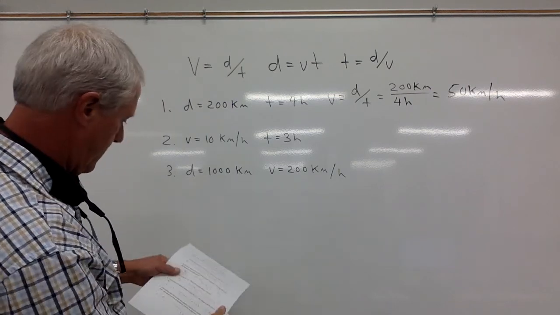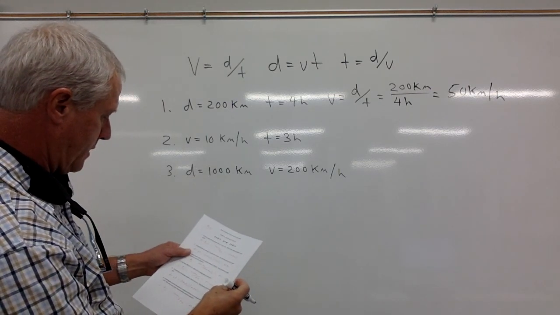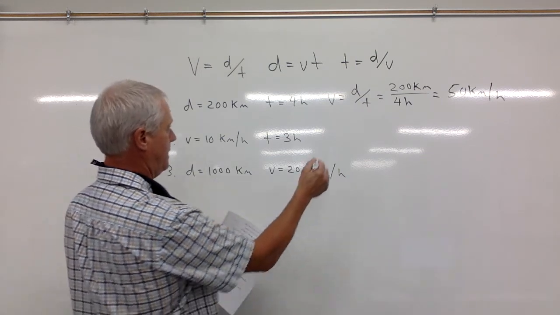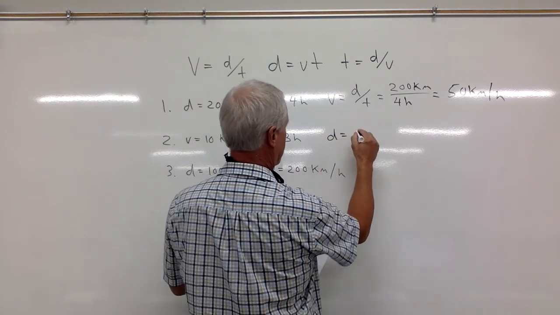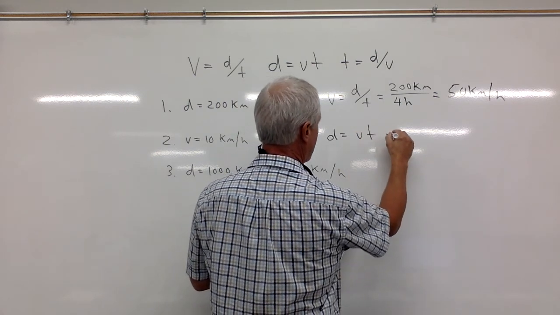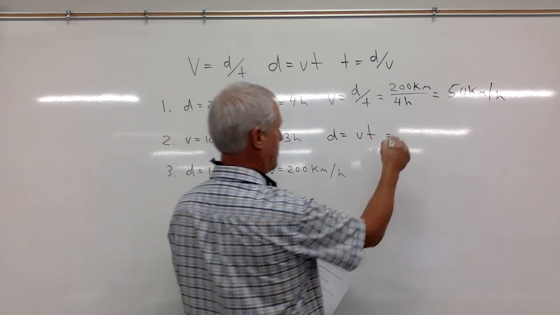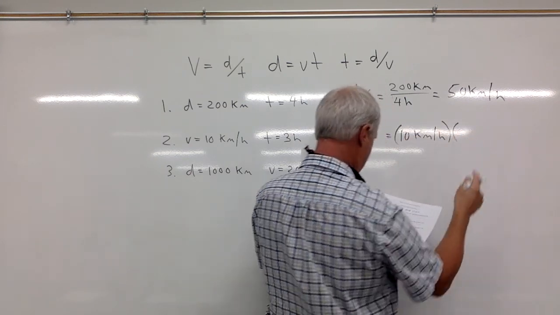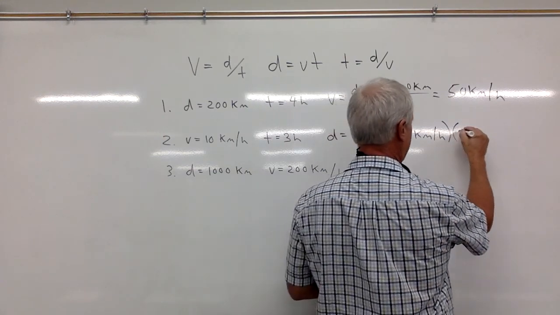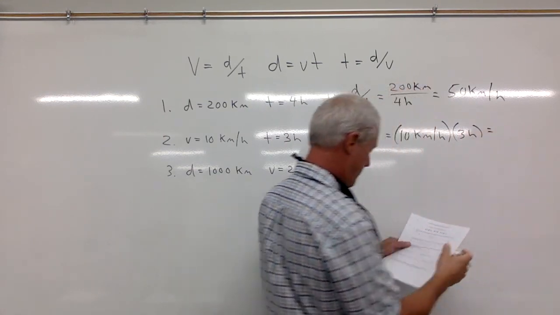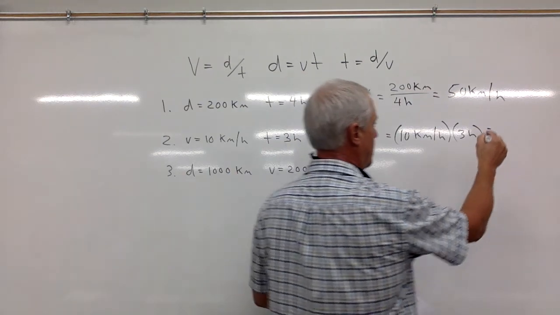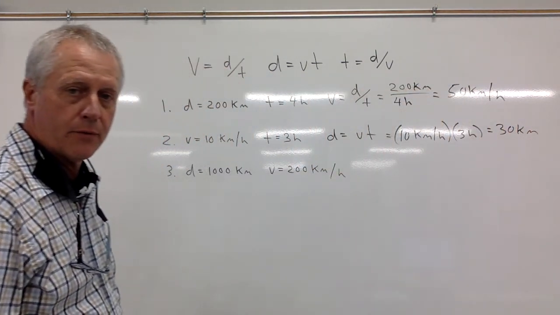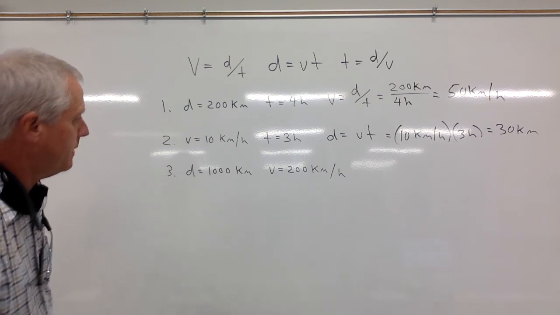But what if we change it up and we're asking for distance like we did in number 2? So in number 2, now we're looking at d equals velocity times time, which equals 10 kilometers per hour times the time of 3 hours. And then the solution of that is just 30 kilometers. Okay, so that's just a different version of the same kind of idea.